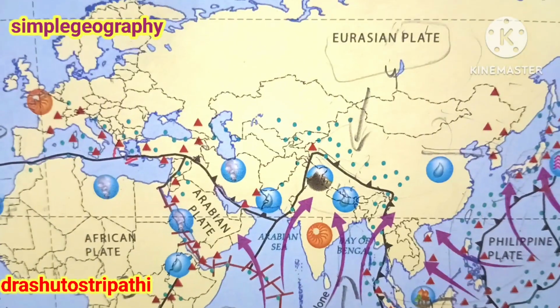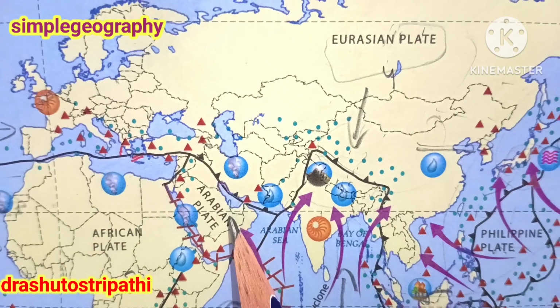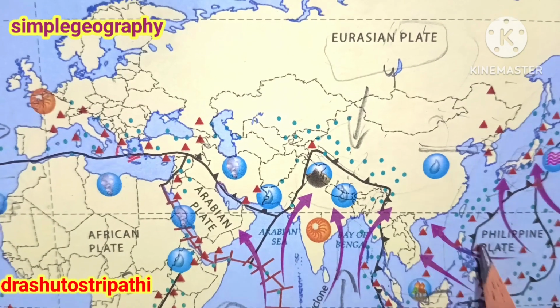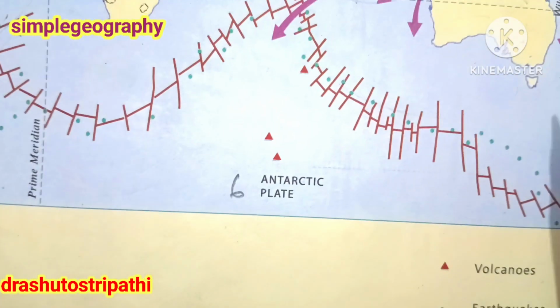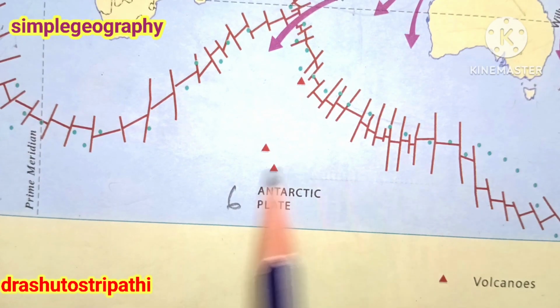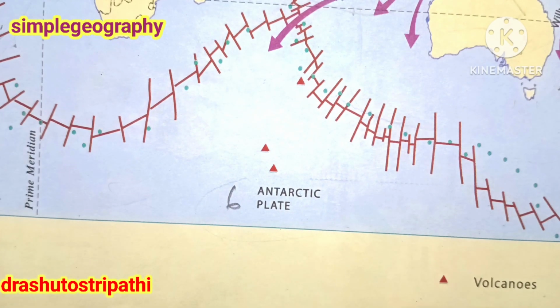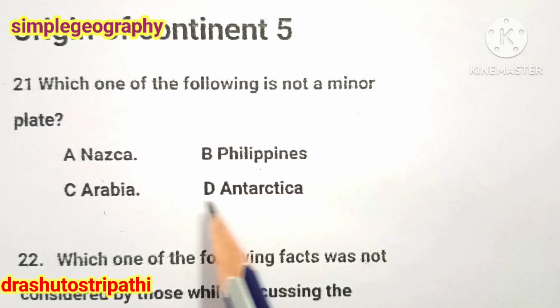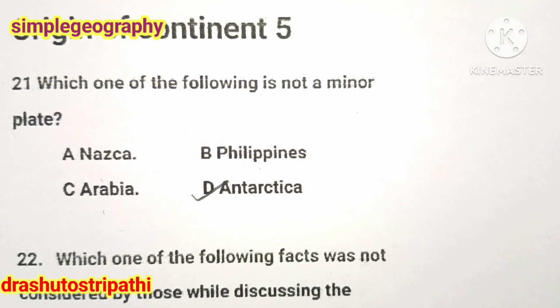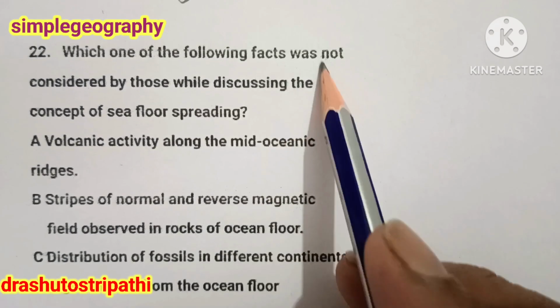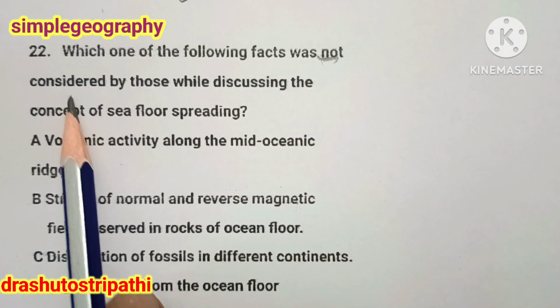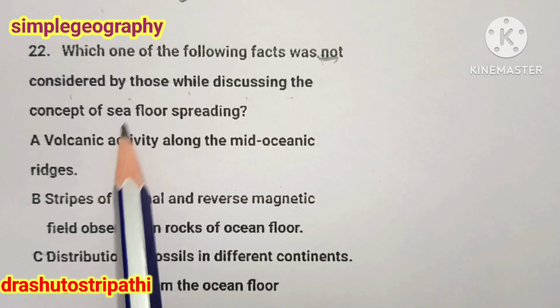Then come to the next one, that is the Arabian Plate, this is also a minor plate, and that is the Philippines, it is a minor plate. And the last one is the Antarctica Plate, this is the Antarctica, this is a major plate. The answer may be D, Antarctica Plate.